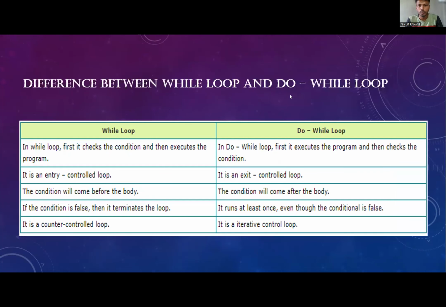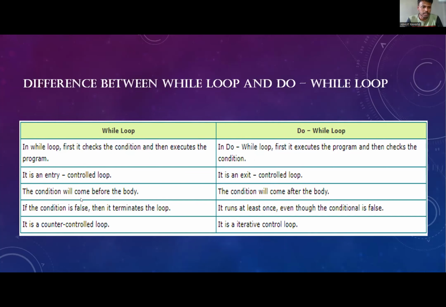The difference between the while loop and the do while loop: in the while loop, it first checks the condition and then executes the program, whereas in the do while loop, it first executes the program and then checks the condition. Here is the difference between while and do while loop. The while loop is an entry control loop. The do while loop is an exit control loop.